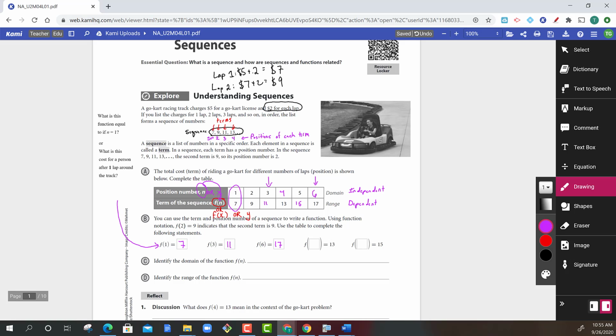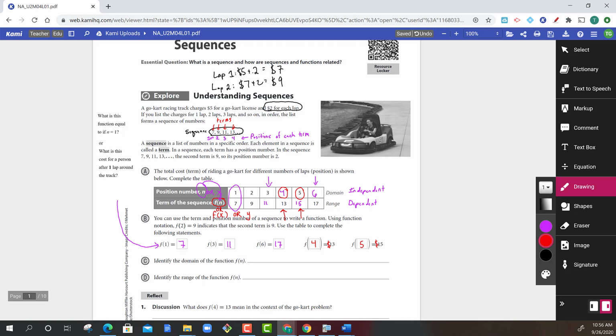And then finally, they want us to go backwards here. They want to say, let's say the function itself is equal to 13. Let's say it costs you $13. How many laps have you gone through? So we're going to look at this number right here, because that's the cost at $13, and its corresponding lap number, or n number, is 4. And then same thing here. 15, really that's $15. It wants to know what lap number, or what value for n, did we use to get $15? That's 5 laps.